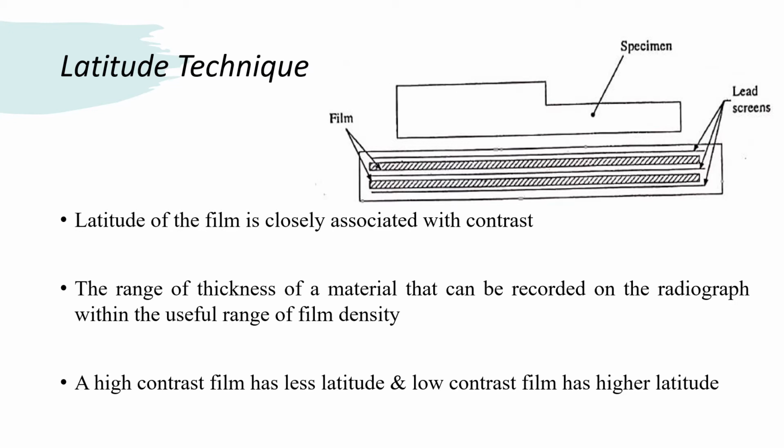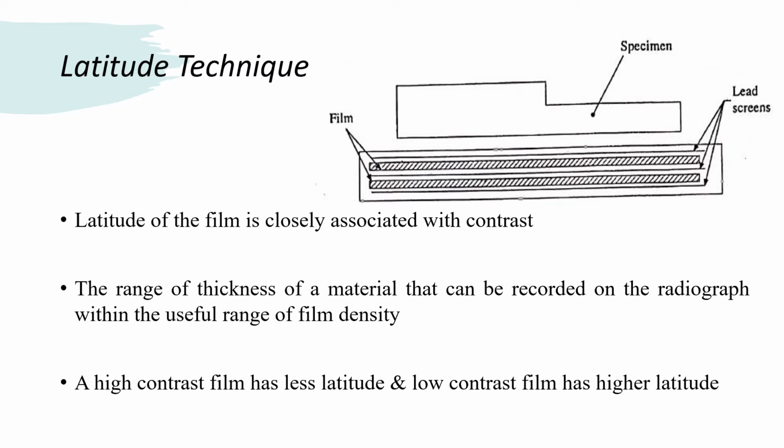With the proper selection of film and exposure conditions, the thicker sections will be recorded on the faster film, and the thinner sections on the slower film.